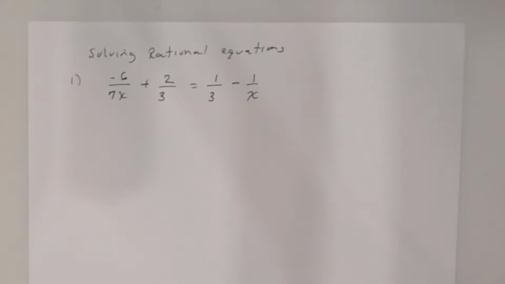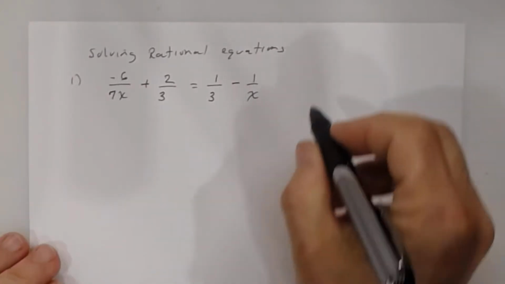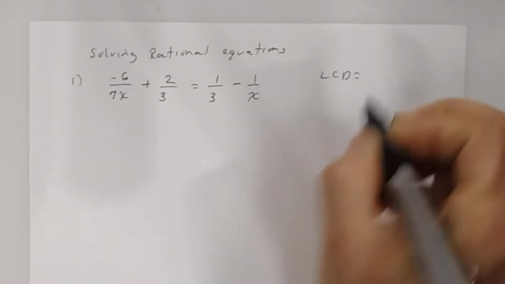Now, to solve this rational equation, just like you did previously, you got to get rid of those denominators, meaning you want those denominators to be what numbers instead? One. So you have to find what? The least common denominator. You can find a common denominator, but it makes it a lot easier if you use the least common denominator. All right, so let's find the least common denominator.